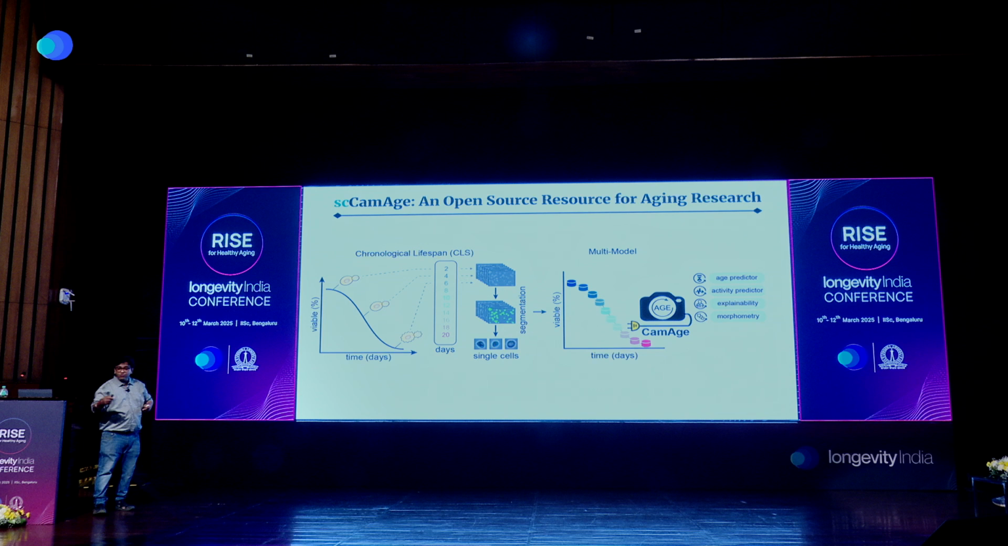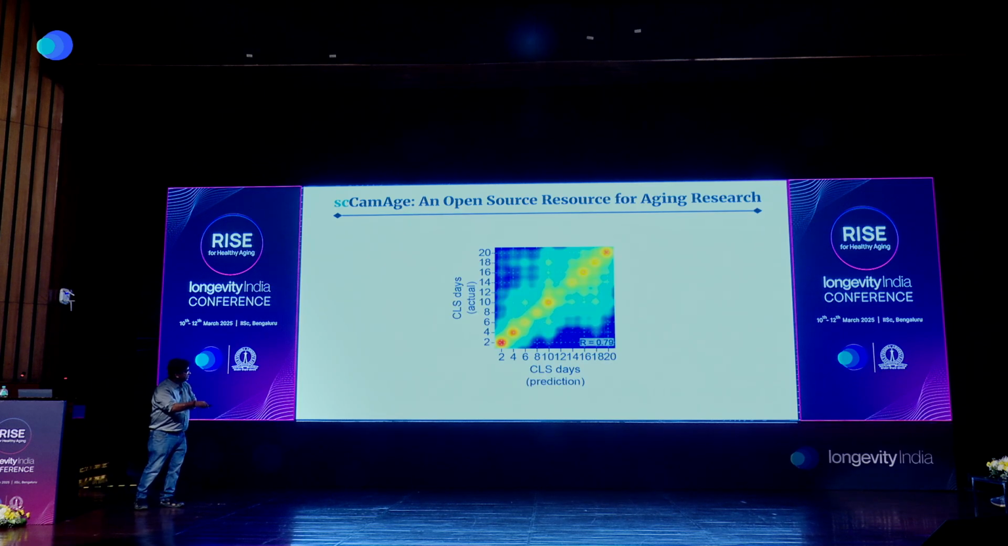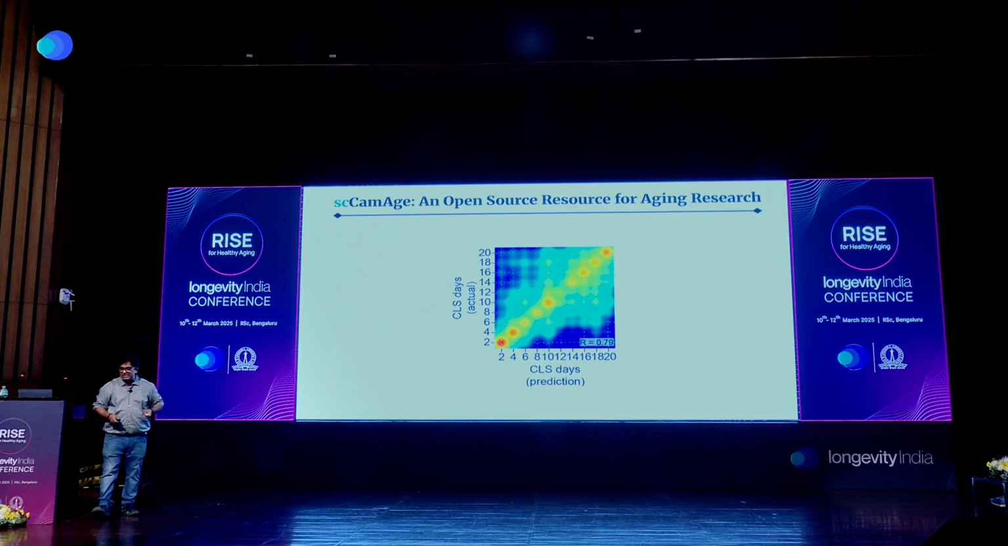So just taking you very fast with this, I have a few minutes. What we did, we generated one of the largest datasets from the country, from Delhi, which is the chronological lifespan of yeast from day 0 to day 20. We built this algorithm which takes these single cells and predicts the age, activity, explainability, and morphometry. Now, you can see this is held-out data, this is the prediction, this is the actual, so you can see a very nice R square, which means there is a consensus between the prediction and the actual values.